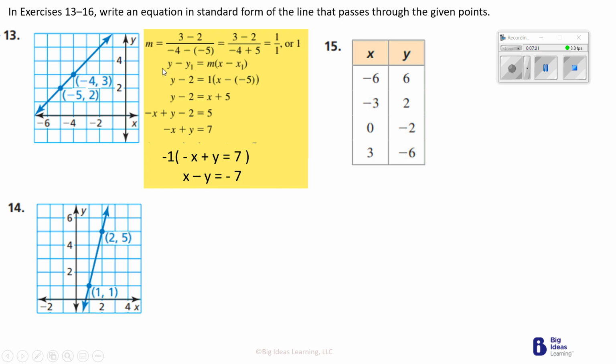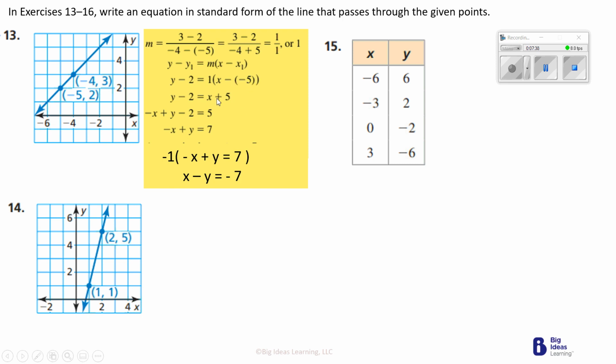We got our slope here. Now we're going to go to our point slope form, right? We're going to replace m with 1. And we already have either of these, but we're going to use, looks like -5 and 2 here. -5 and 2. Either of these coordinates is fine.